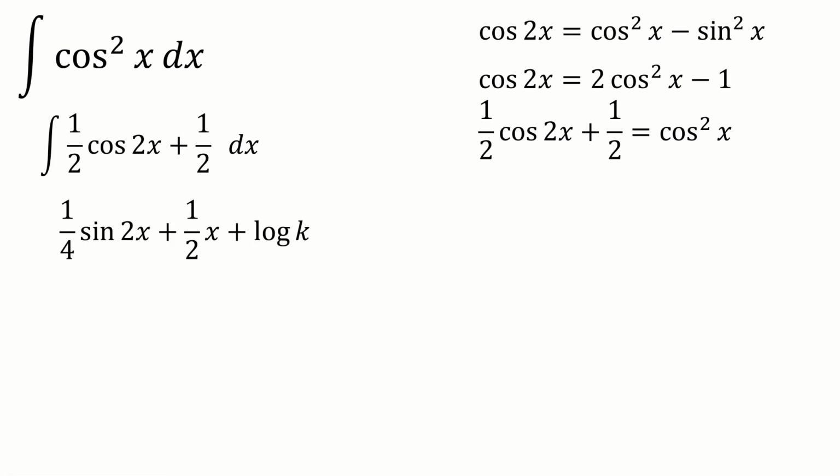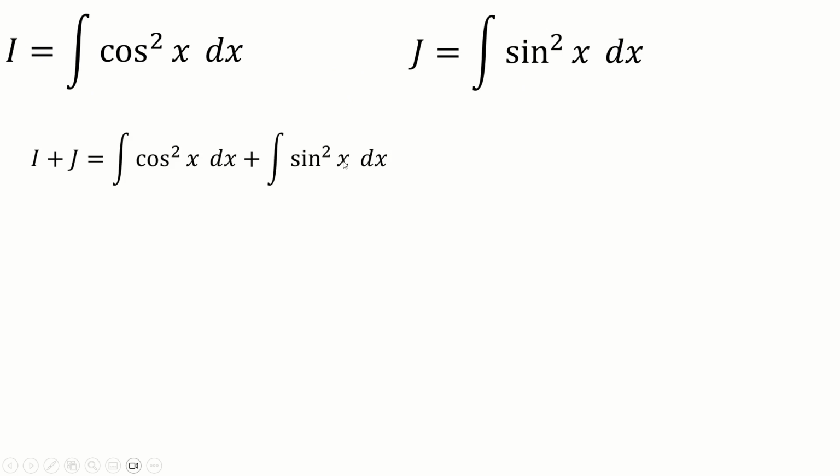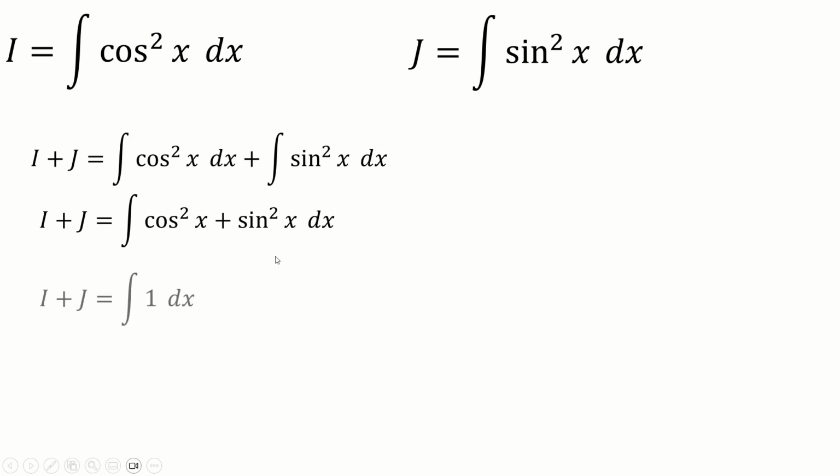Nice and easy. Next method, we're going to call the integral I, a very standard trick in integration, but we're now going to get out a completely different integral and call it J. This is the integral that's J. And now if we consider what happens if we do I plus J, we're going to get these two integrals added together here. But of course, you can add integrals just underneath one integrand, so we can just say it's this. But cos squared plus sine squared is 1, and the integral of 1 is x plus some constant.